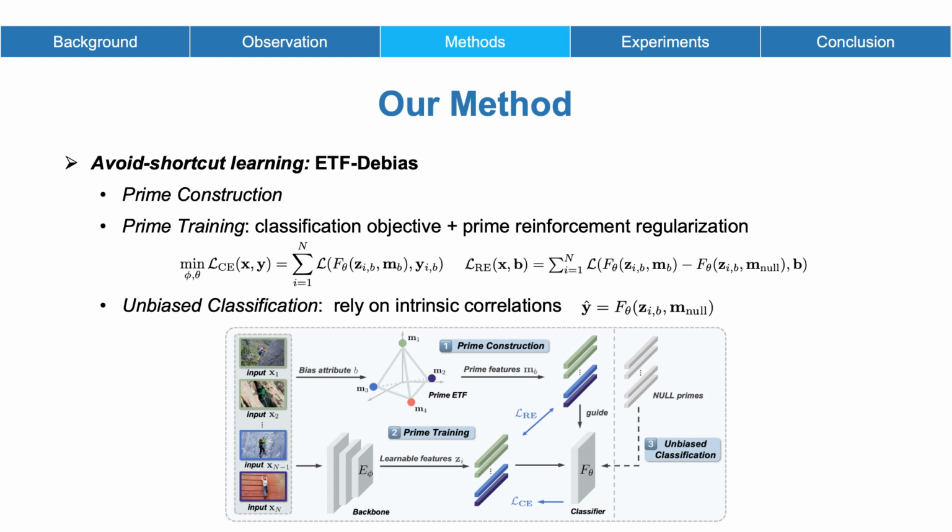In detail, in the prime construction stage, we first construct the primes with a randomly initialized ETF structure. Each vertex of the prime ETF corresponds to a bias attribute. Then in the prime training stage, the prime features are retrieved based on the bias attribute of the input samples, to guide the optimization of learnable features towards the intrinsic correlations. We adopt both the classification objective and a prime reinforcement regularization loss to enhance the performance of debiased learning. During the inference stage, we set the prime features as null vectors to perform unbiased classification with only the intrinsic correlations.